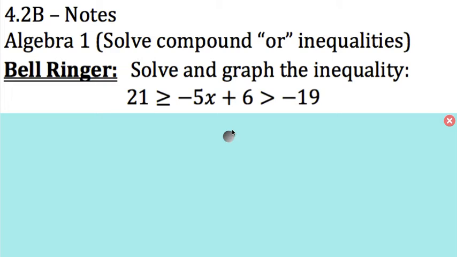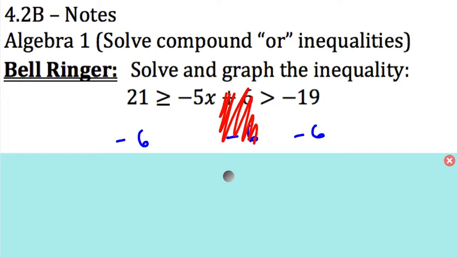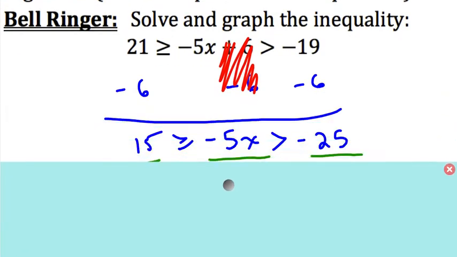The first step is we need to get rid of this 6. So this is a positive 6, so we're going to do the opposite and subtract 6. But again, we don't want to do it just once or twice. We have to do it to all three places. So left, middle, right. All of them need to be subtracted by 6. So 6 minus 6 is 0. On the left-hand side, I have 21 minus 6, which will give me 15. And on the right-hand side, negative 19 minus 6 will give me a negative 25.